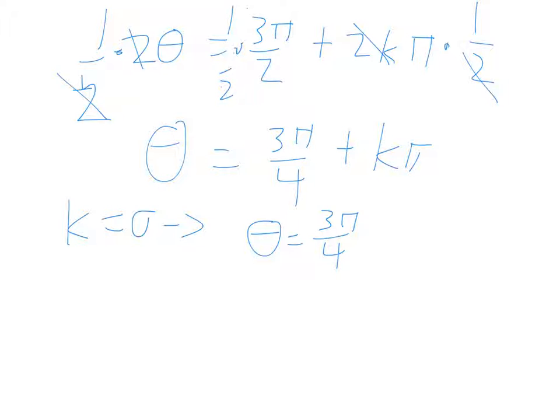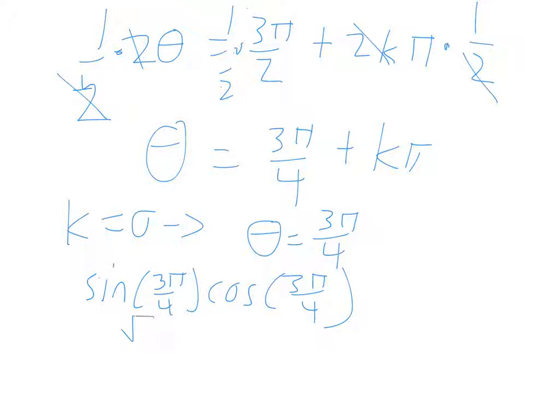So, sine of 3 pi over 4 times cosine of 3 pi over 4. Now in that quadrant, I believe that falls in the second quadrant. In the second quadrant, the sine is positive, so sine of 3 pi over 4 is equal to square root of 2 over 2. The cosine is negative, so it would be negative square root of 2 over 2.